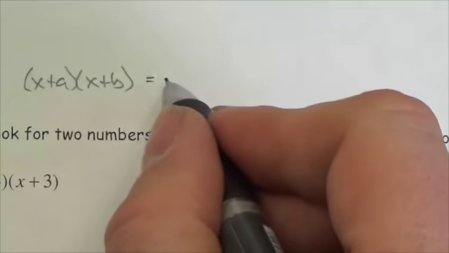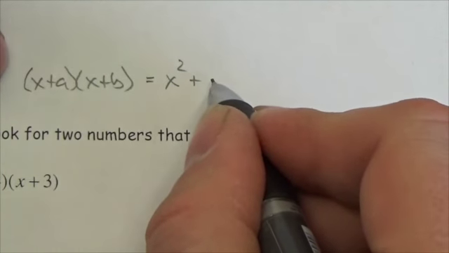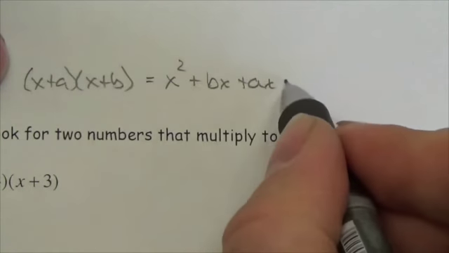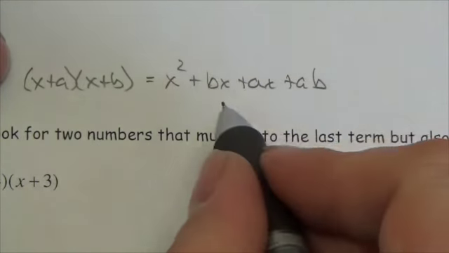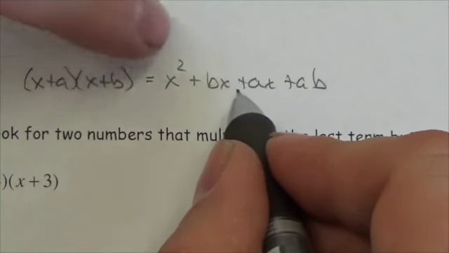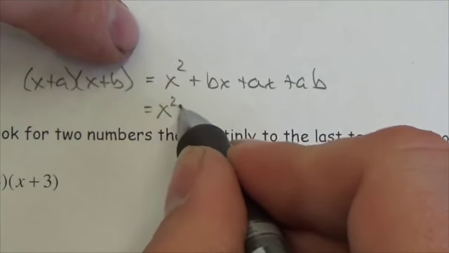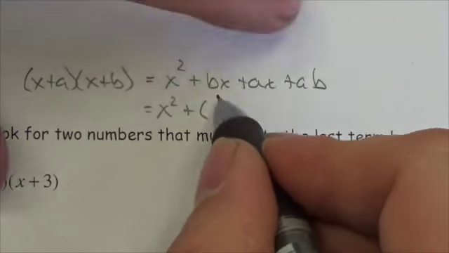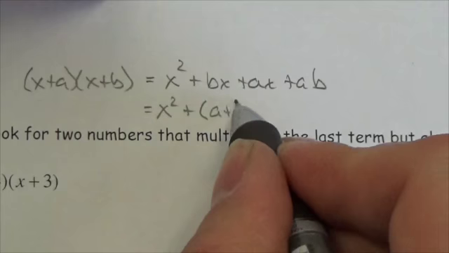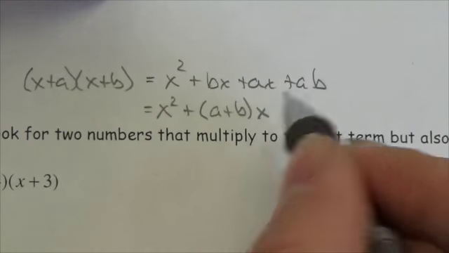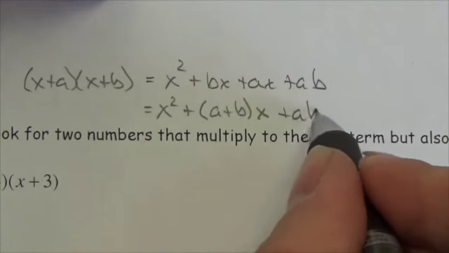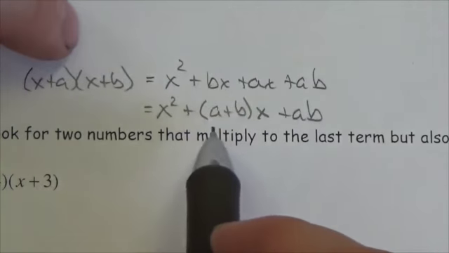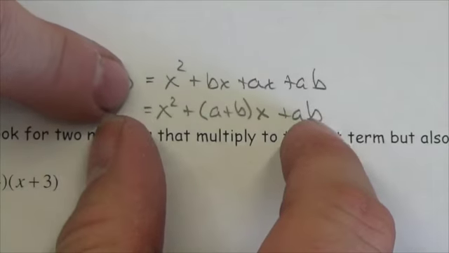When you multiply that out, you're going to get x squared plus bx plus ax plus ab. And then those two middle terms there, because remember, x is the variable, I can factor out the x. And then I'm going to put these in a better order here. I'm going to make this a plus b, because order doesn't matter with addition. x plus ab.